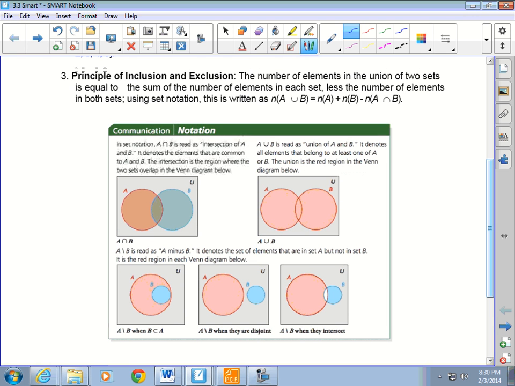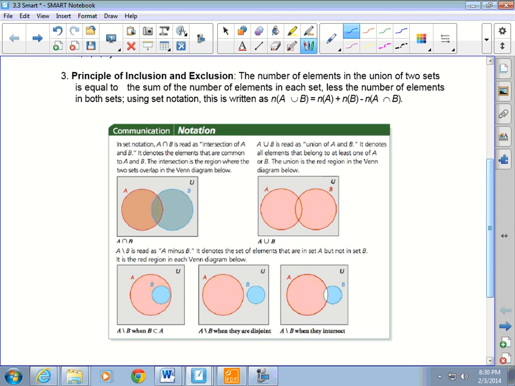A forward slash B is read as A minus B, and it denotes the set of elements that are in set A, but not in set B. So it is the red region in each Venn diagram below. If we look at the first one, A minus B when B is a subset of A, so B is part of A, but B only contains this one blue region of A, not all of it.